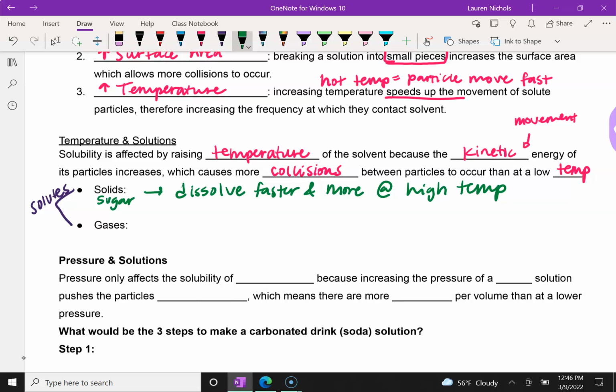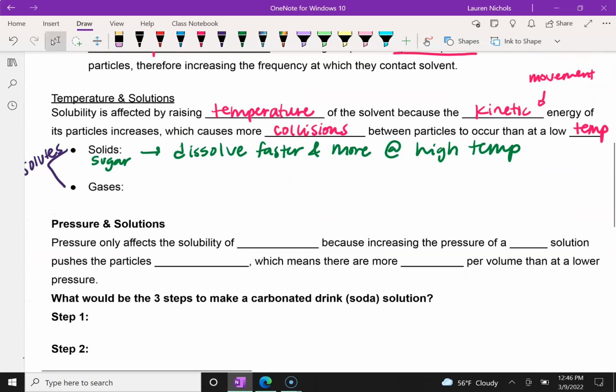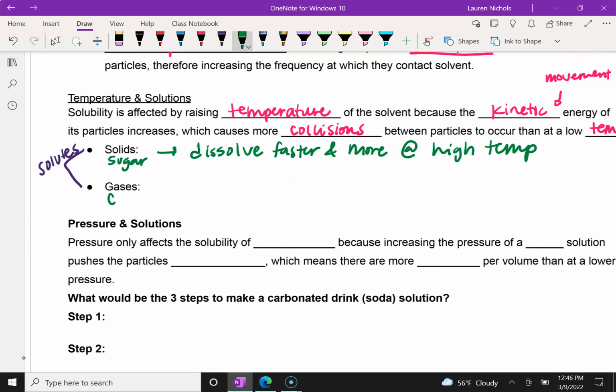So if you think about when you've ever had a gas dissolved in a liquid, think about a carbonated beverage. So if you think of a soda or a carbonated water, anything that's carbonated is going to have carbon dioxide gas in it. And carbon dioxide gas is actually going to dissolve. And guys, when we say the gas is dissolved, we mean that the gas is in the liquid, okay? And it's going to dissolve faster and more at low temperatures, okay?